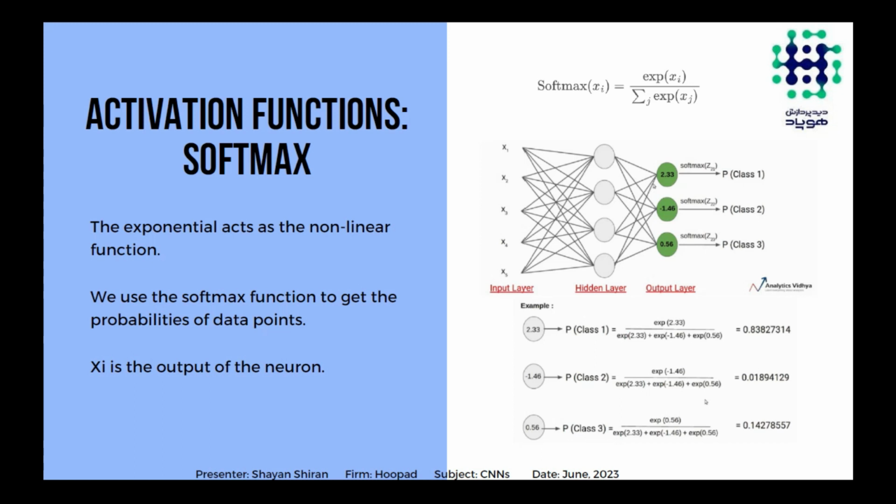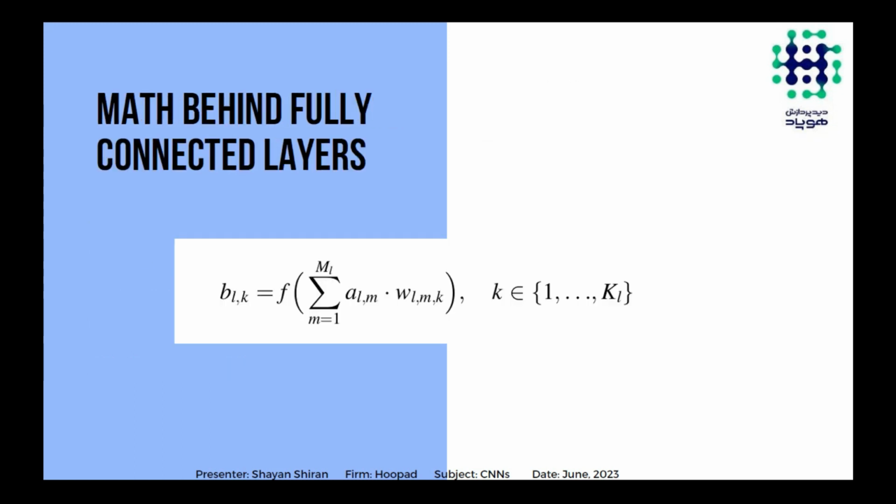And we have another activation function named softmax that acts again as a non-linear function, and we use the softmax function to get the probabilities of data points. Again, we can use some other activation functions that are similar to softmax. You can see here in the example how it works, and here is its formula. It's simple, and I'm going to go to the next part.